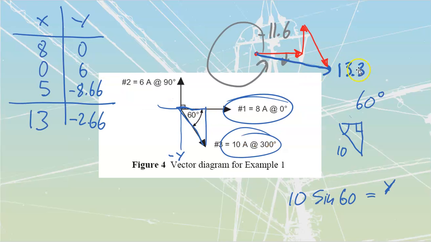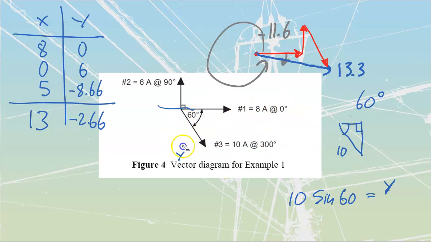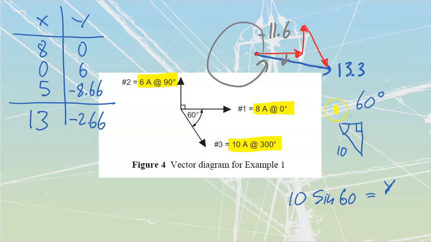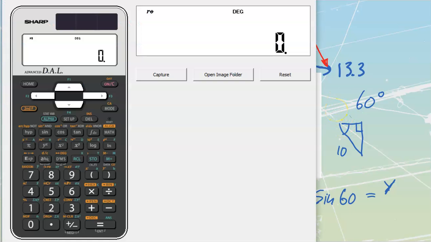This one we calculated as being 13.3 at an angle of 11.6, but we did a little bit of rounding as we got there. If I want to be truly accurate, I'm just going to take each of these individual values and add them straight in. 6 at 90, 8 at 0, 10 at 300. Let's go and do that. Which was the first one? 8 at 0 and then 6 at 90. 8 angle 0 plus 6 angle 90.